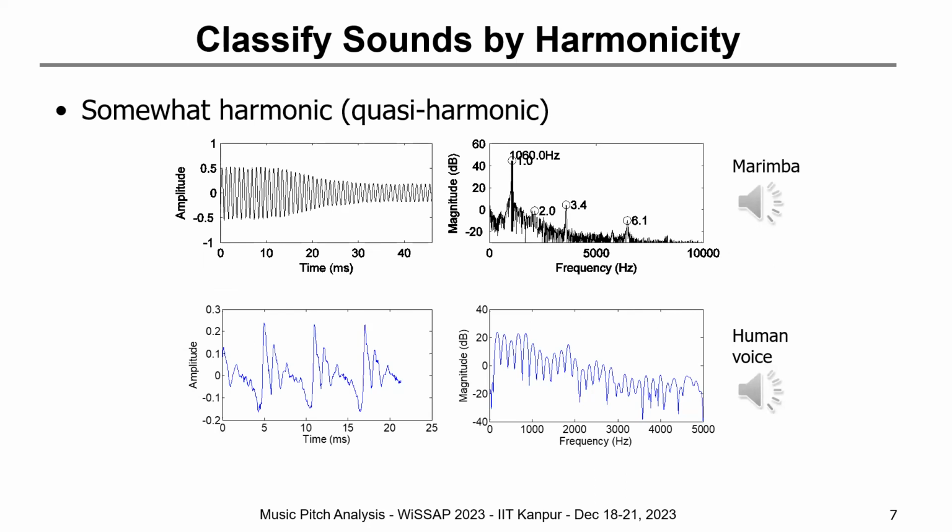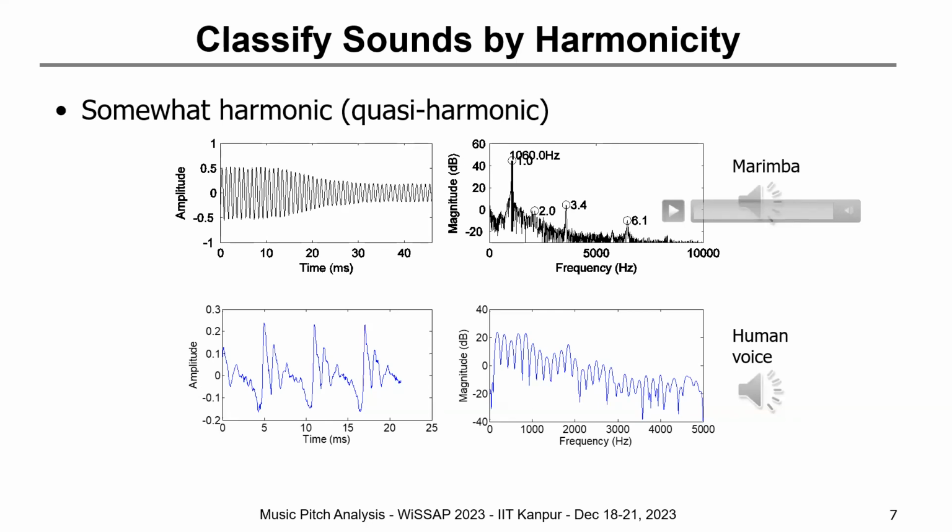Some musical notes are just quasi-harmonic or somewhat harmonic. For example, this marimba note. For these kinds of notes, often we can also match them reliably to a pitch percept. But when we look at the waveform, it's not that periodic anymore. For example, the amplitude decreases. And when we look at the spectrum, it's not that harmonic. Some strong peaks happen at non-integer multiples of the fundamental frequency.